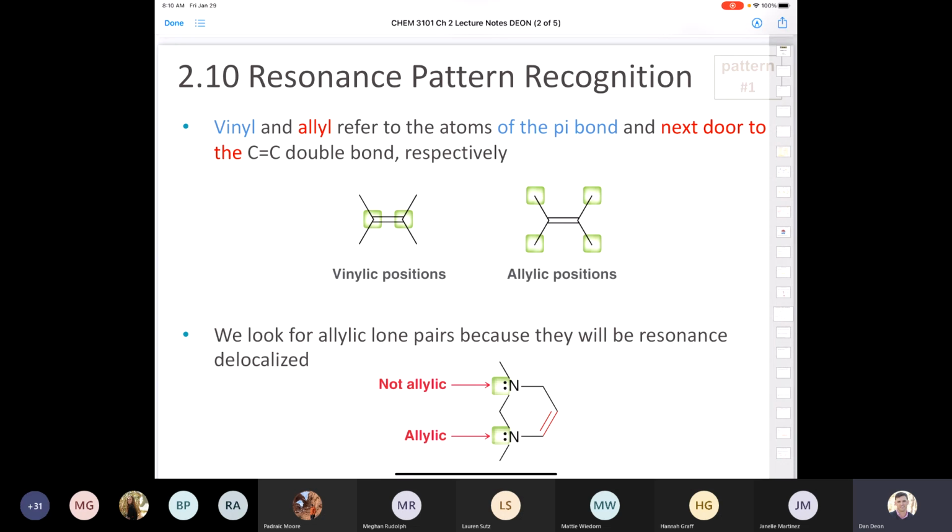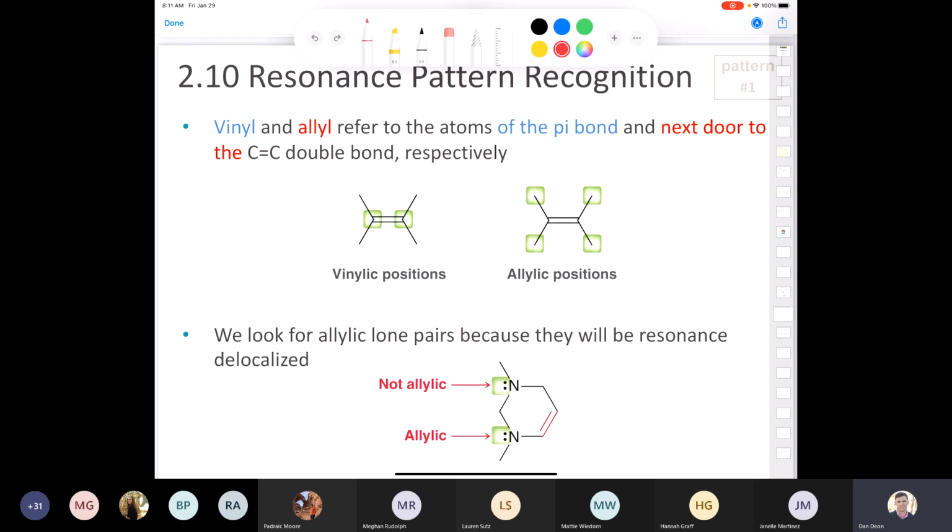So if we have a double bond, we have all kinds of molecules in organic chemistry that have double bonds, right? The carbons that are actually involved in the double bond, the carbons that have the pi bond attached to each of them, those are called vinylic carbons, or we call them vinylic positions. You could say either one. You could say, hey, it's a vinylic carbon, it's a vinylic position.